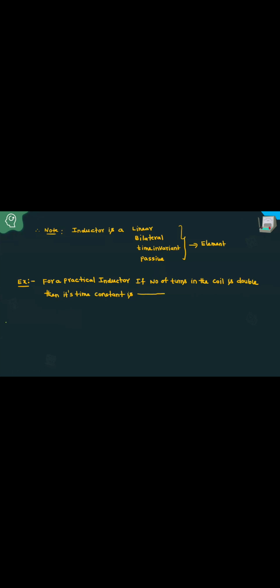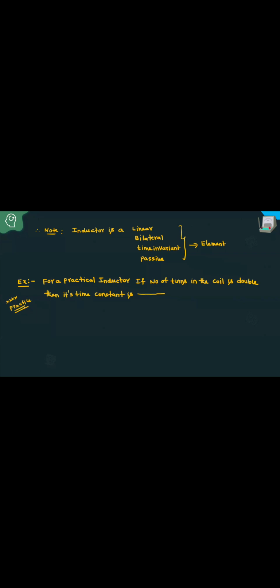How many times does it become? The time constant is 2 times, or 3 times, or 4 times, or remains the same. Try this, answer this. I'm giving this as practice one. Tomorrow I will ask this question. For a practical inductor, if the number of turns in the coil is doubled, then what is its time constant?